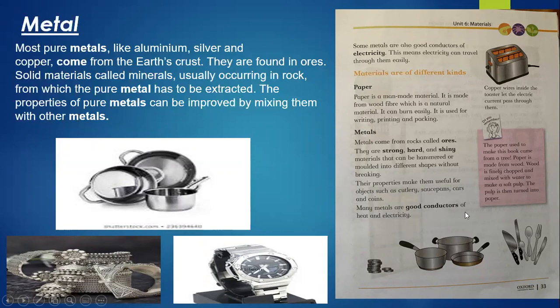Remember, I told you about the conductors. What materials are conductors? Those which allow electricity or heat to pass through. They are the good conductors. Metals are also good conductors. That's why our saucepans are made from metals, to cook food inside them.